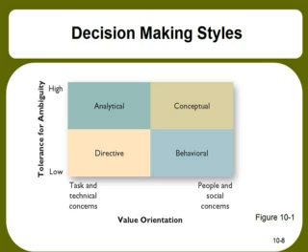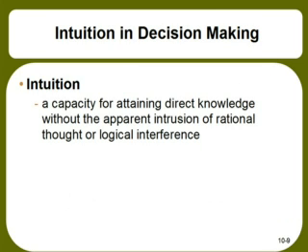At the other extreme, an individual who is highly people or social-oriented and has a low tolerance for ambiguity is said to have a behavioral decision-making style. To learn more about your own decision-making style, try out this chapter's hands-on exercise. What is your decision-making style?